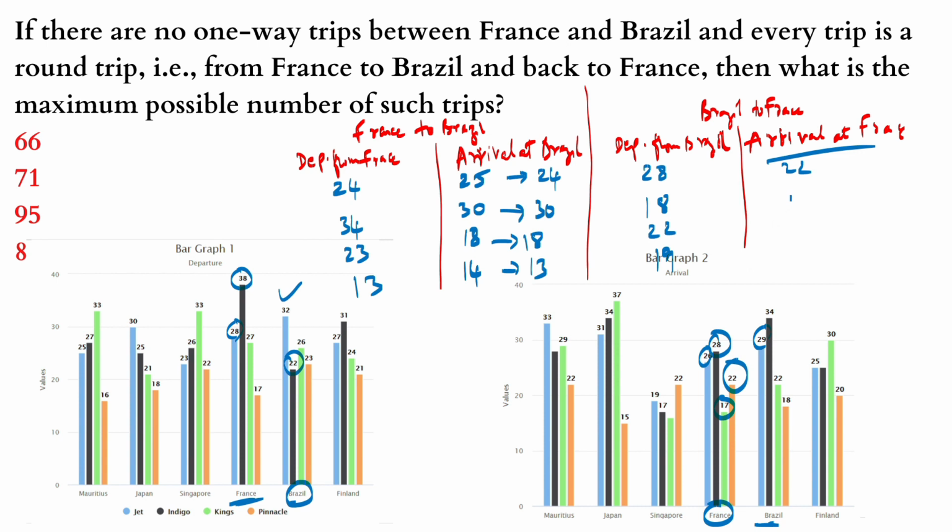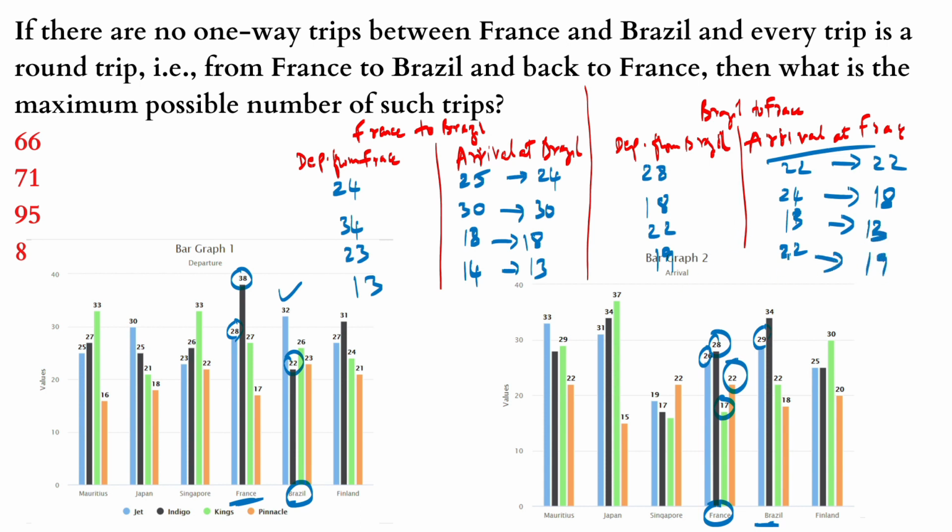So this will be 24. This will be 13, and 22 minus 4, this is 22. So between 28 and 22, that means 28 flights are departing from Brazil, but only 22 are arriving. So we must consider only 22. Between 18 and 24, we must consider 18. Between 13 and 22, we must consider 13. Between 19 and 22, it's 19.